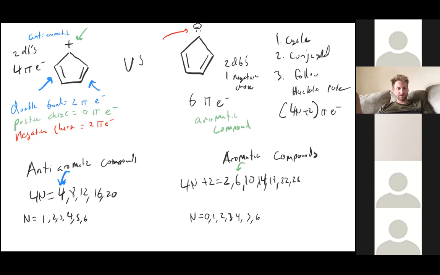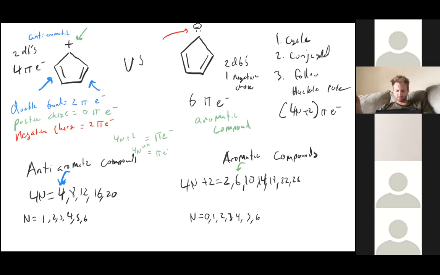It doesn't really relate to your number of double bonds or anything. It's really just determining whether your number of pi electrons is going to equal 4n plus 2 or 4n. Because it can always be, it's always a multiple of 2.